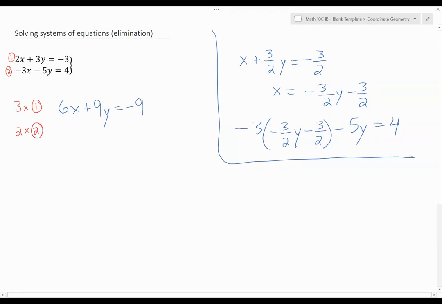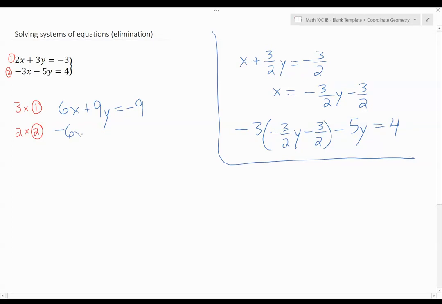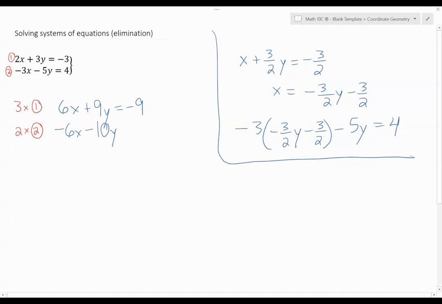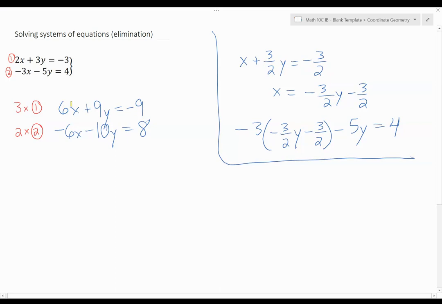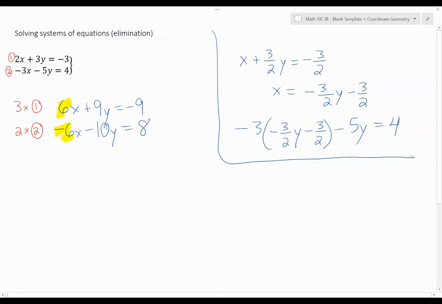This equation is entirely equivalent to the first equation. I've changed the coefficients, but I haven't changed its truthfulness. I haven't changed the values of x and y that make it true. And in the second equation, if I multiply everything by 2, then I get negative 6x minus 10y equals 8. Now, what that allows me to do is to say that I have now the same coefficient, essentially, for x in both equations, except one is opposite.